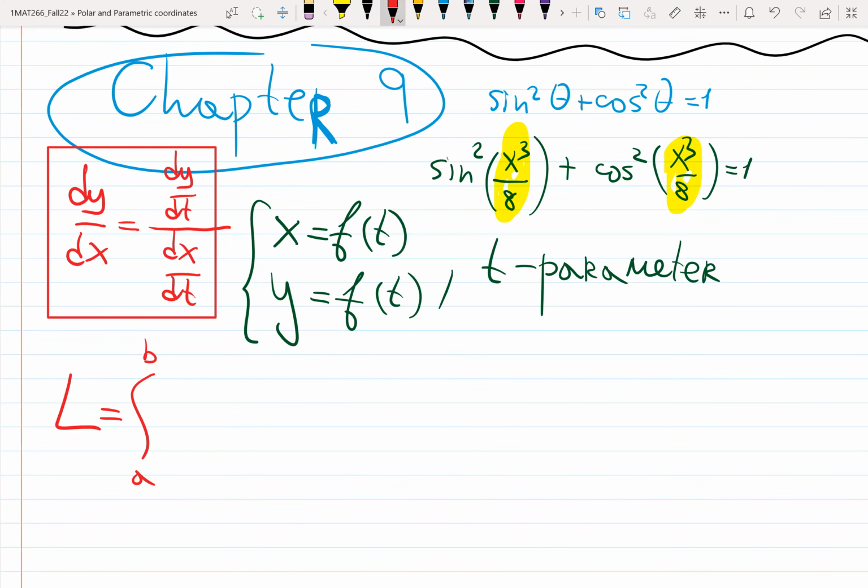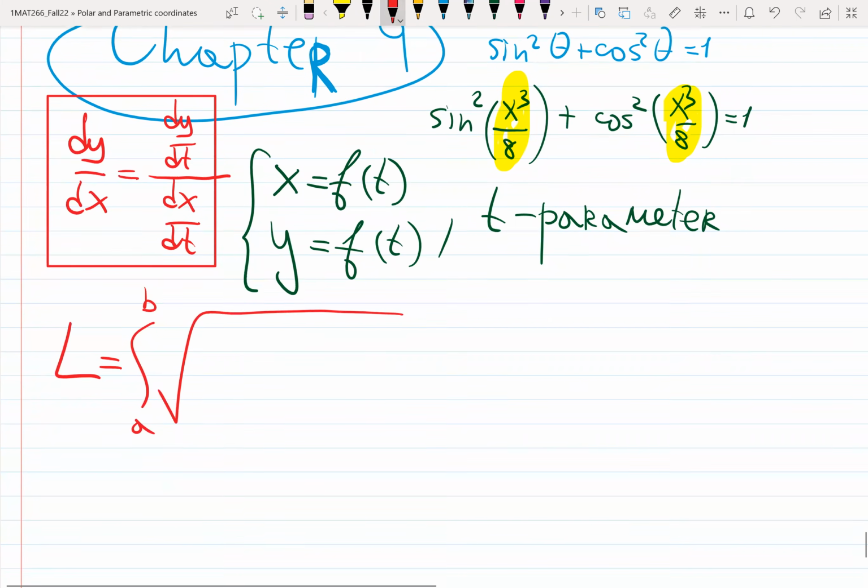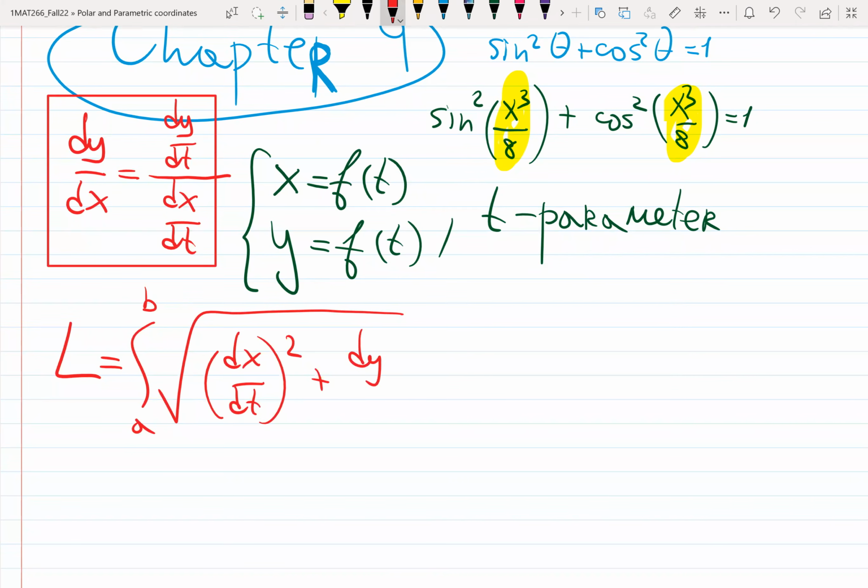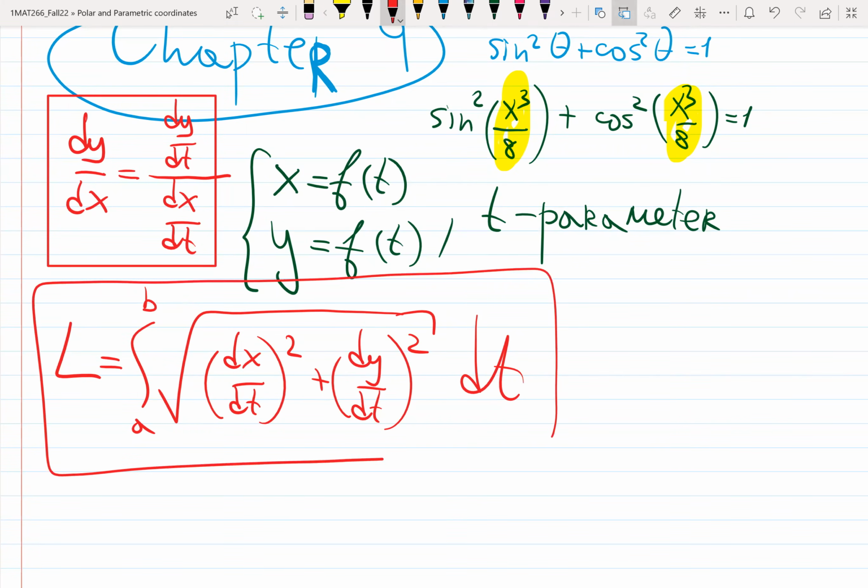And the other formula for the test we need to know is L, arc length, the length of the curve. The gigantic square root of derivative squared plus derivative squared, dt. That's all for now, what we need for the test for chapter 9.